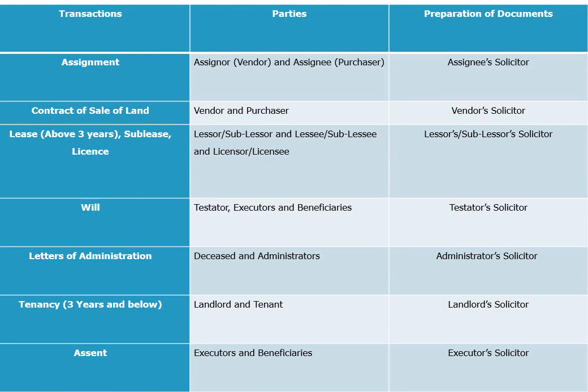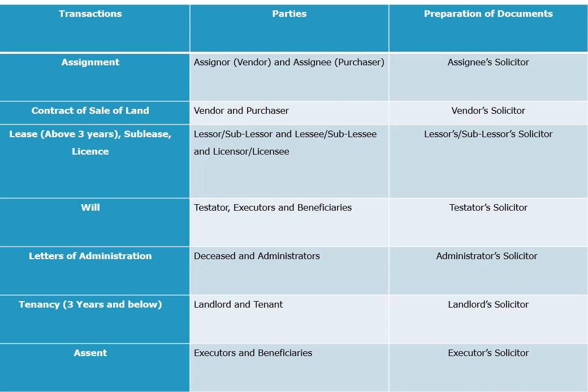Transactions, parties, and who is responsible for the preparation of documents. For an assignment, the parties are the assignor (vendor) and assignee (purchaser). The assignee's solicitor prepares the legal document. For a contract of sale, parties are the vendor and purchaser. The vendor's solicitor prepares the legal document.